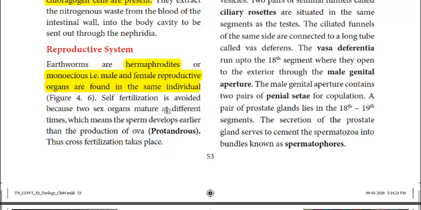அப்பனா இந்த அனிமல் வேற அனிமலோட மேட் பண்ணா மட்டும்தான் ஃபர்டிலைசேஷன் நடக்கும். செல்ஃப் ஃபர்டிலைசேஷன் இந்த அனிமல்ல நடக்காது. ஏன்? Because the two sex organs mature at different times, which means the sperms develop earlier than the production of ova. ova உருவாகிறதுக்கு முன்னாடி ஸ்பெர்ம்ஸ் வந்து ப்ரொடக்ஷன் ஆகி ரிலீஸ் ஆயிடும், வெளியே வந்துடும். அதனால இந்த அனிமல் will not undergo self-fertilization, and that is why it is called protrandrous.